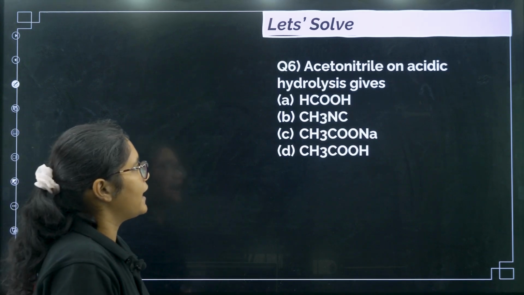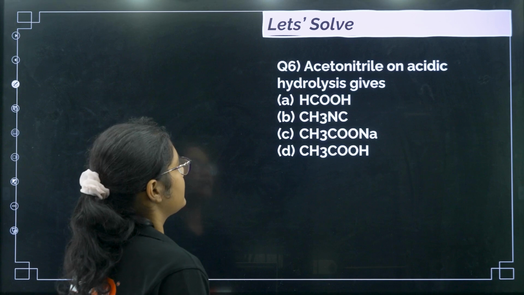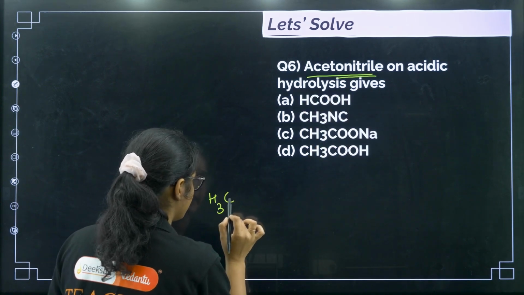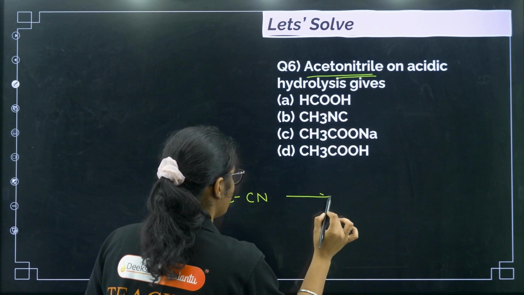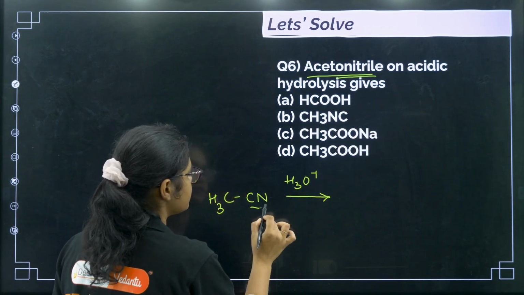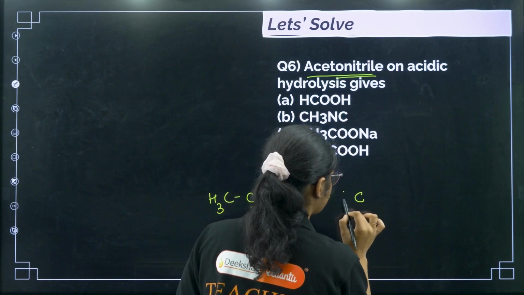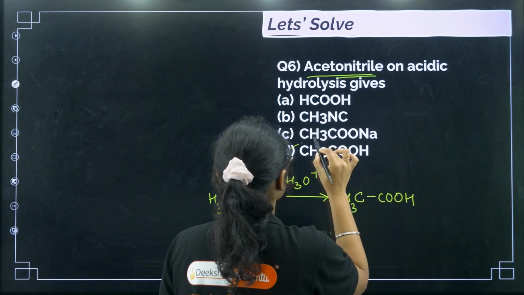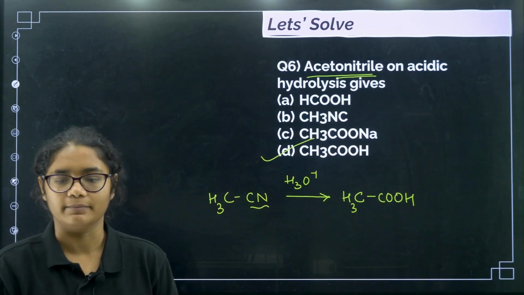Okay, next, acetonitrile on acidic hydrolysis gives you what? Acetonitrile formula is CH3CN. If you do acidic hydrolysis, the nitrile part will get converted to carboxylic acid, so we'll get CH3COOH. So the correct answer for this question will be option number D.